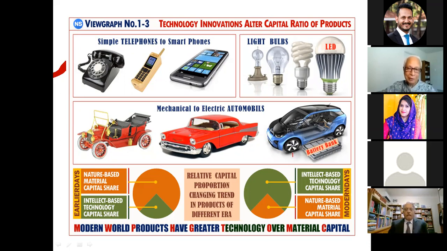Now, I would like all of us to compare the initial product and the new product that I'm showing here about their relative proportion of nature-based material capital and intellect-based technology capital involved. In the older product, nature-based material capital share is very high compared to intelligence-based technology capital. On the other hand, the newer products have intellect-based technology capital share much higher than the nature-based material capital. So I'm making a general statement. Modern world products here have greater technology over material capital.